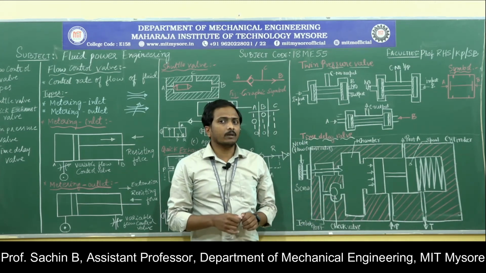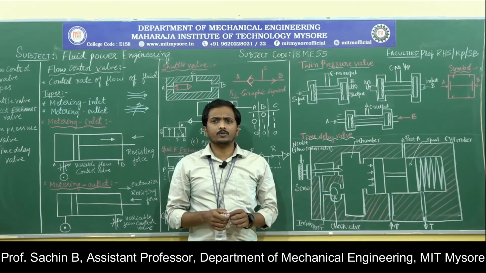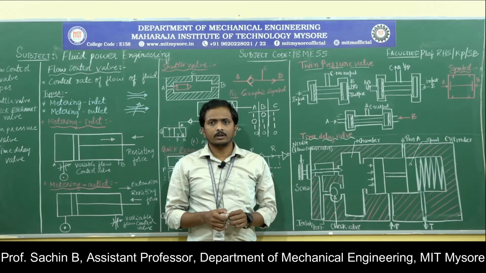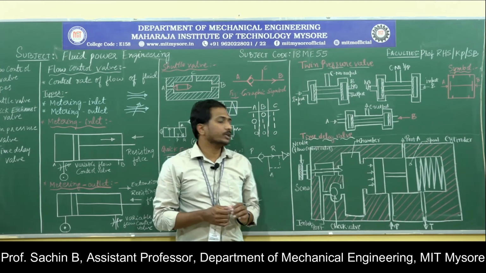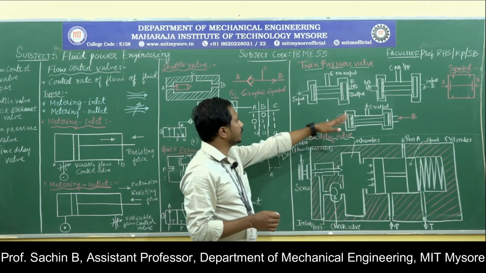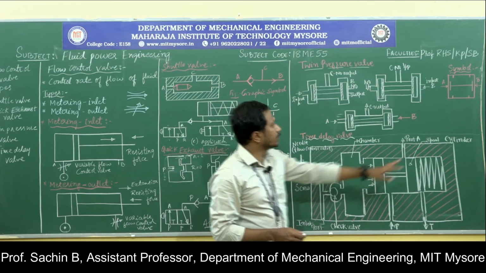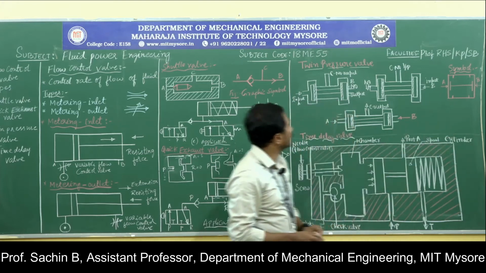In the twin pressure valve, the twin means that the operation is possible by supplying the air at the 2 inputs, by supplying the air at the 2 inlets. You can clearly observe the 3 diagrams I have drawn over here. This is the graphical symbol of this twin pressure valve.